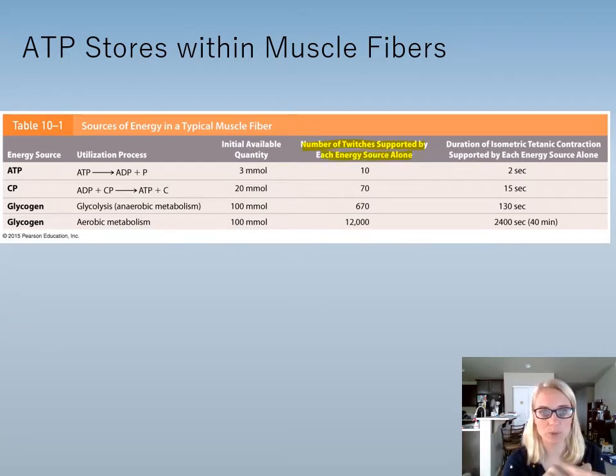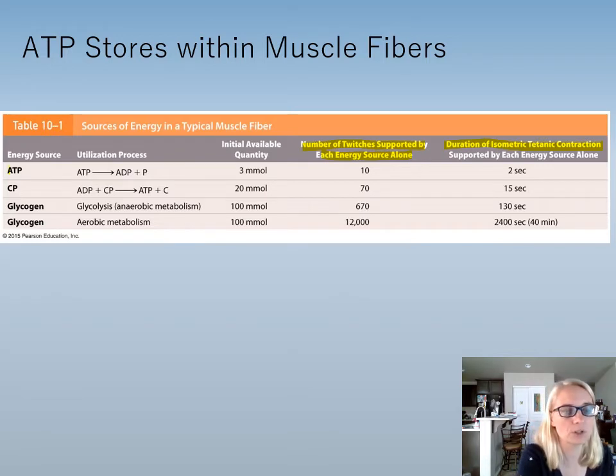So remember, a twitch was a latent period, a contraction, a full relaxation. But remember, twitches aren't that great of a contraction to do any work. So what's a more realistic contraction? It's even not super realistic, but let's say the duration of an isometric tetanic contraction. So remember, tetanic is the muscles are completely contracted, there's no relaxation. So how many twitches can this energy source provide, or how long can we do an isometric tetanic contraction?